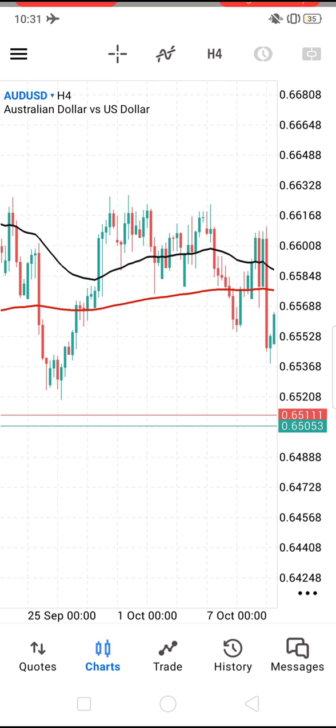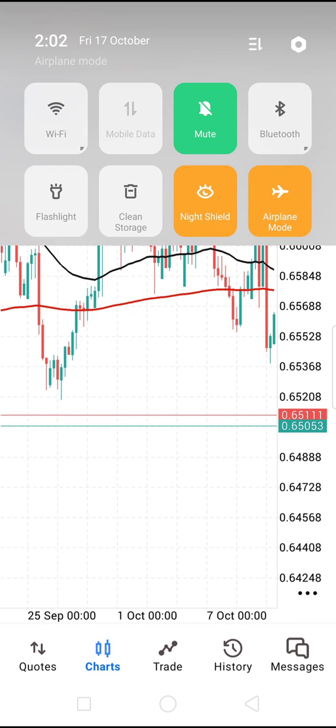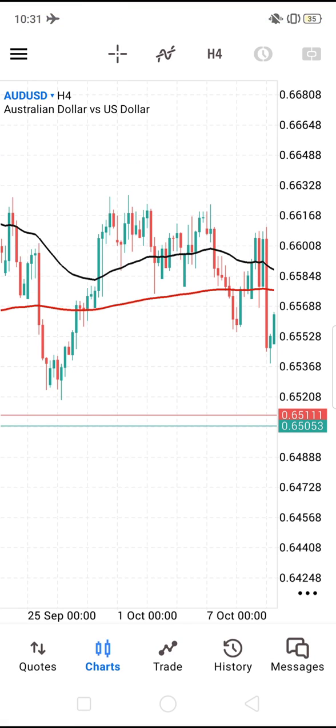What does this tell you? This tells you the market is a sideways market. And in a sideways market, remember, I tell you do not trade, because you lose money if you are a beginner. I'm telling you, you cannot make money from this one.